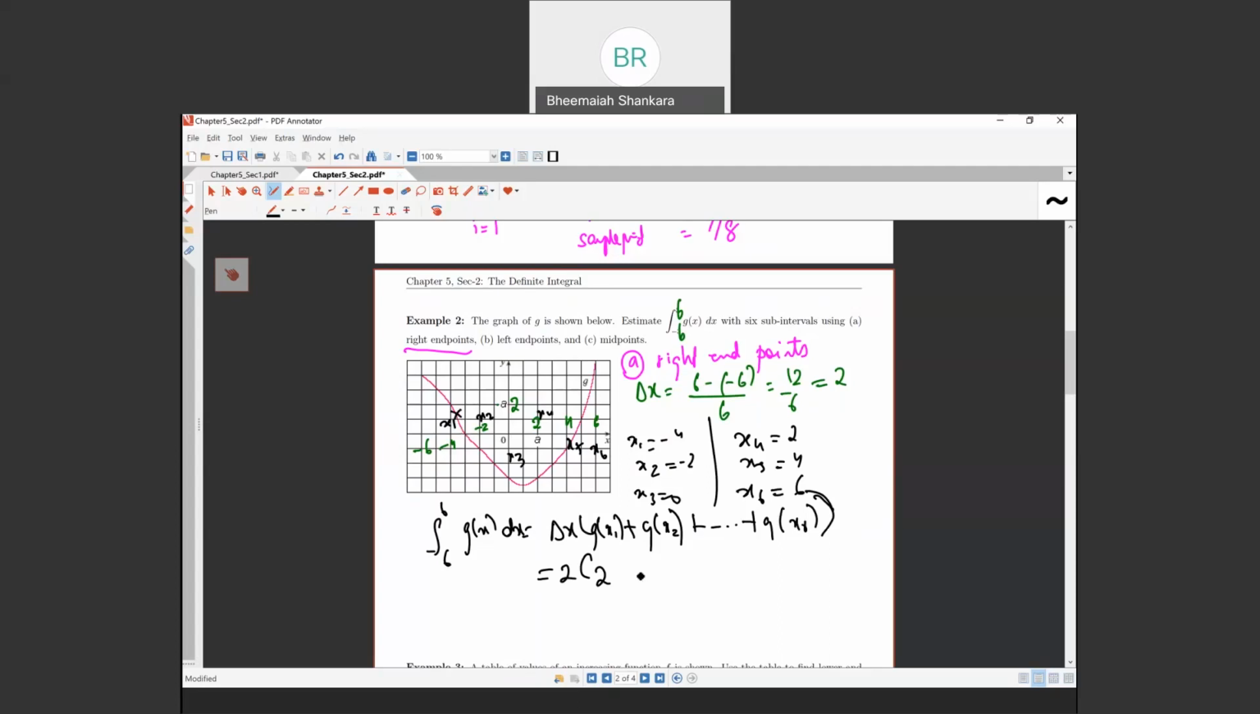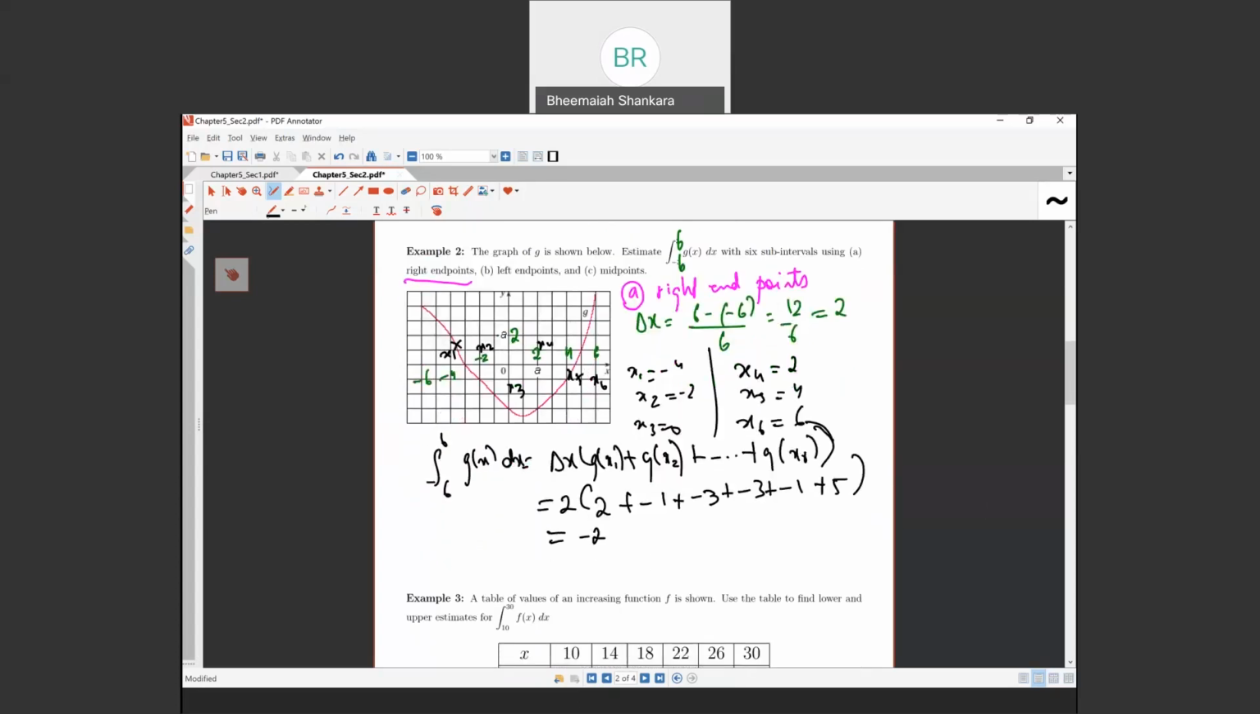Similarly, calculate the values from the graph. It's -1, -3, -3, -1, and +5. So simplify, you get this expression as -2. Similarly, do a calculation for the left-hand points. And you see that you get the answer as -4. Try this with the midpoints. And you get the answer to be -7.